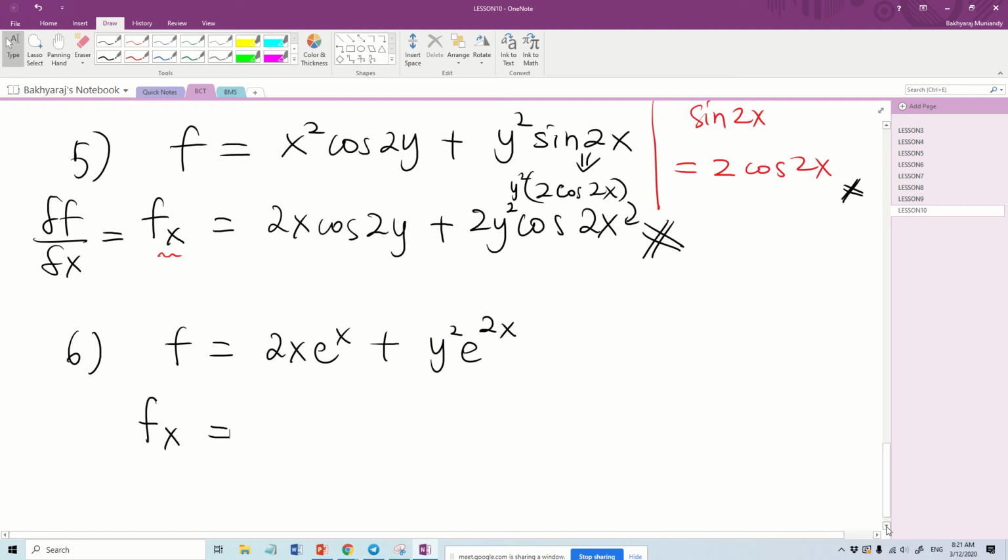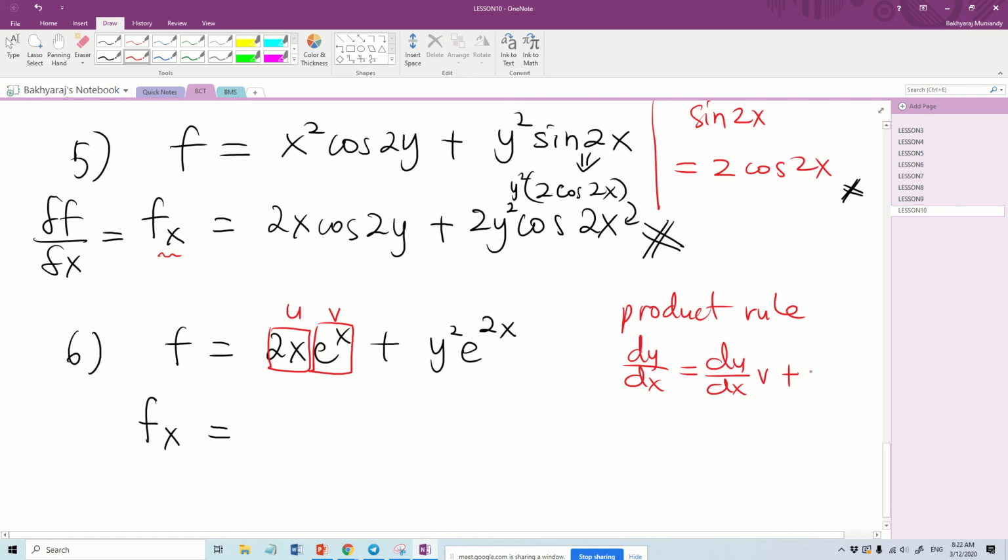So this one must use the product rule. Yes, correct. Because you have u and v together. Since we are talking about x, and this one has two functions together, u v, we must use the product rule. Okay, what is the product rule? Product rule is dy dx equals du dx times v plus u times dv dx.